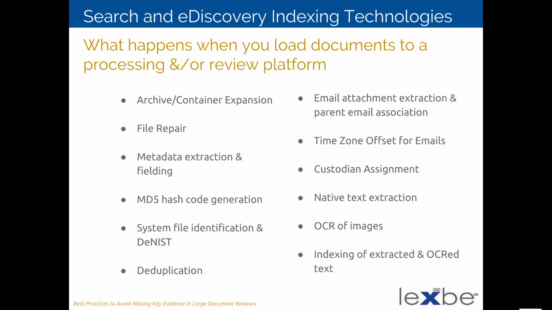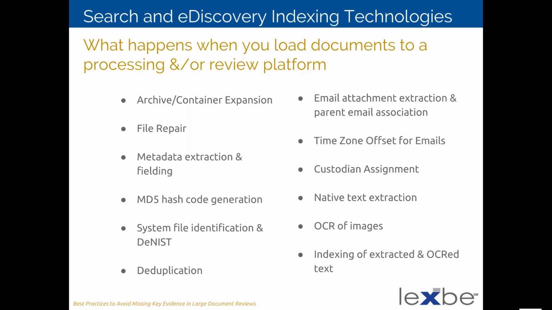So the first thing that's going to happen is if you have archive or container files, those would be zip files, RAR files, or for emails, they would be a PST or an OST, or an MBOX if you're using a Mac computer. And expansion just means if you have one zip file, you have to consider that there may be 10,000 files within that one zip file. So when you load your zip file into your platform, it's going to expand to 1,000 files or 10,000 files, whatever the count may be. File repair will take place at this step.